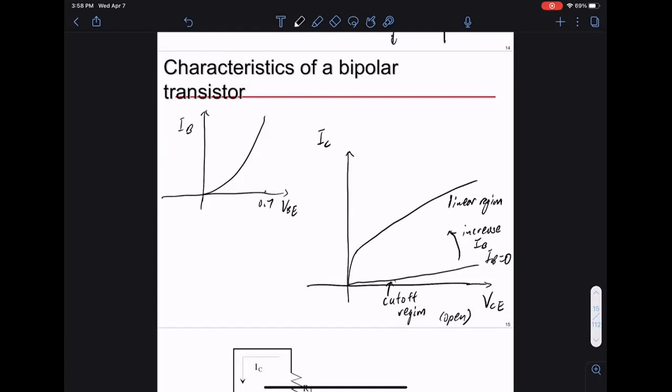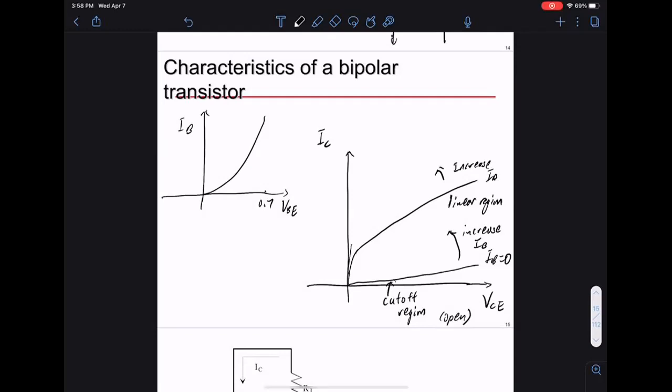Okay. What happens here is as you have more and more voltage, you have more and more current, so it looks like a resistor. So this is the linear region. This is now an on switch with some resistance, right? With a little bit of resistance. Then you can increase this more, right? You can still increase IB even more.